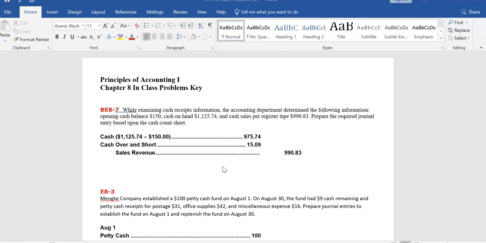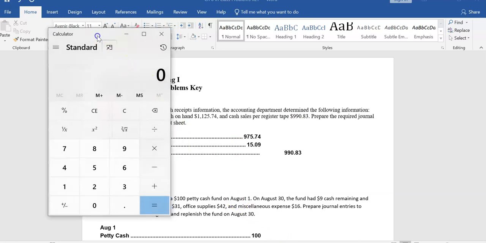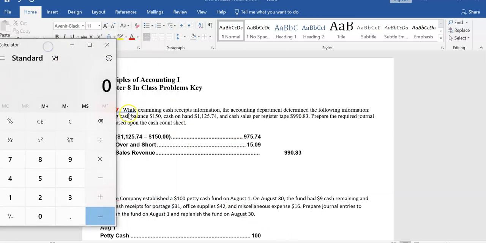Let's first look at this problem where a company is examining their cash receipts information and the accounting department determined the following information. There was an opening cash balance of $150. Cash on hand is $1,125.74, and cash sales per the register tape are $990.83. So something's not adding up here. And this happens pretty frequently when change is just not given correctly or there's some type of, unfortunately, theft.